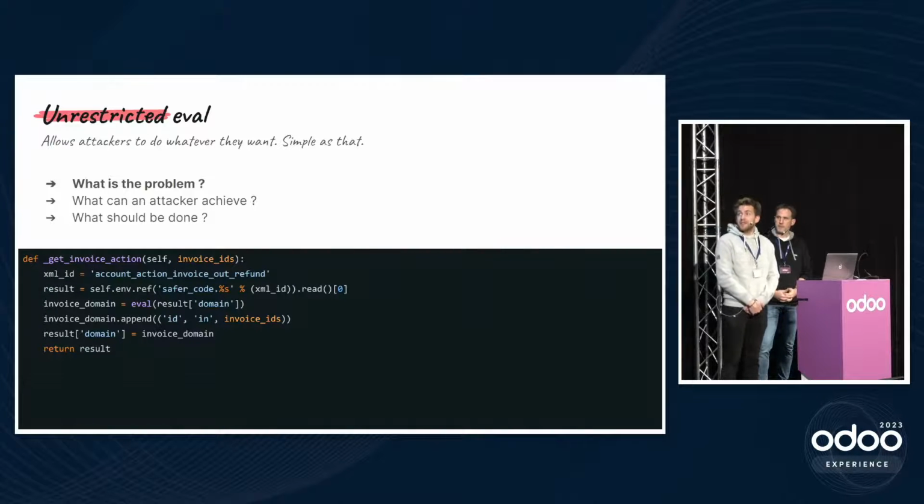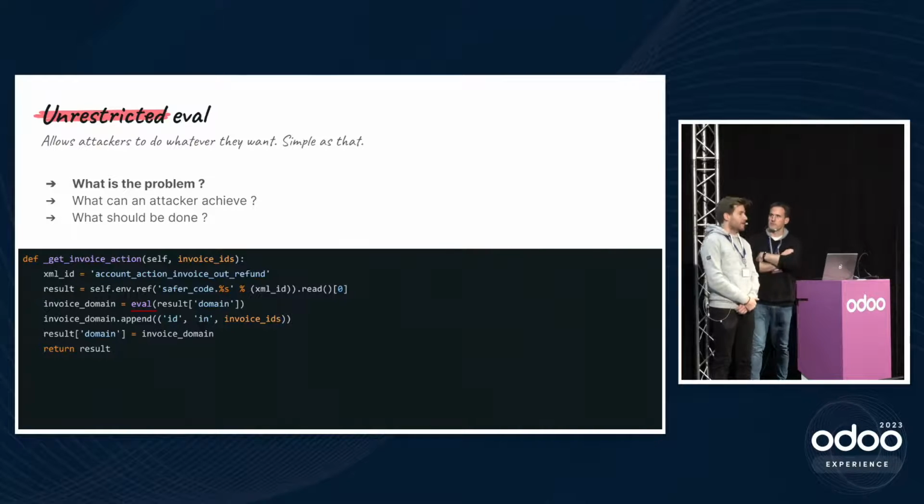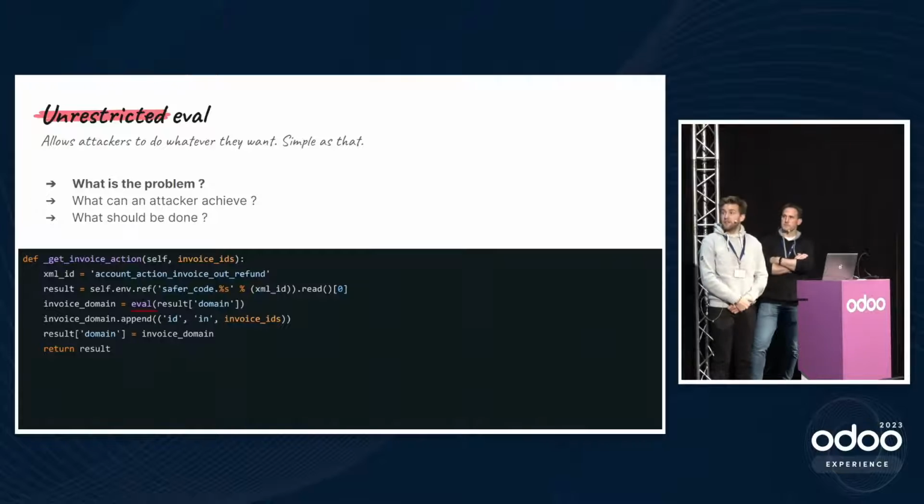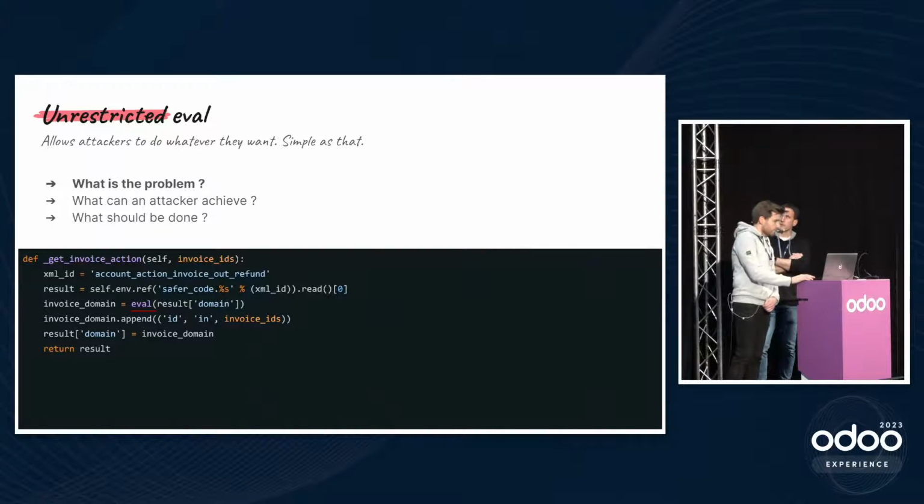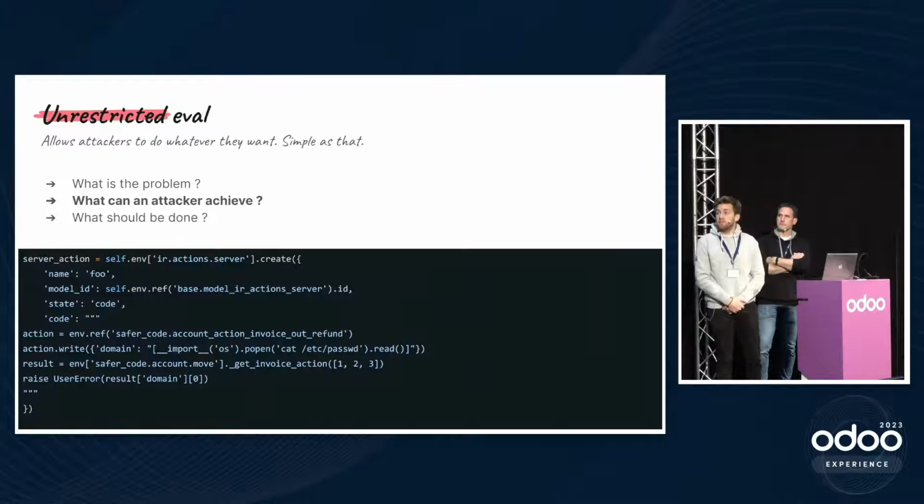In this case, you can see in the code that there is an eval in the middle of the code, and it's a simple eval. We also have what we call the safe eval. I will show it later. But in this case, if an attacker is able to control the domain within the result variable, and we will see that he is able to do it, he would be able to execute any Python he wants using this. It means, for example, copying files, writing files on the machine, etc. So this is an example of what could happen.